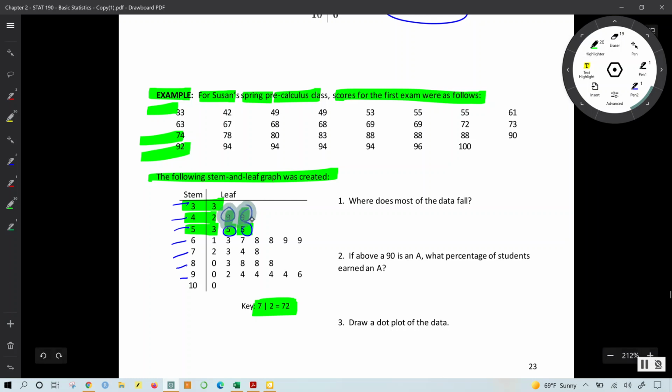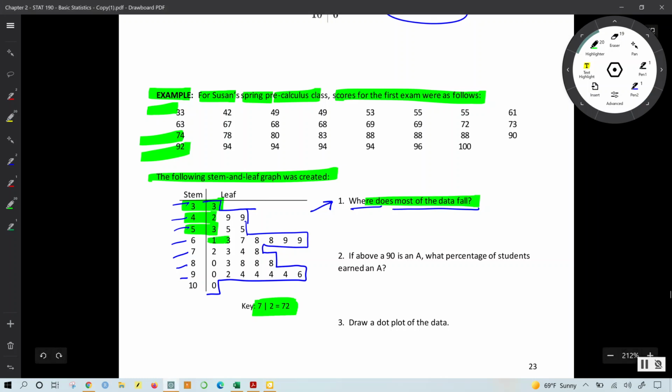Now, what I can see immediately that will help me to answer question 1, which says, where does most of the data fall? Is this. The leaf, I'm going to draw something like this, and you will be able to see this. And this is asking, where does most of the data fall?